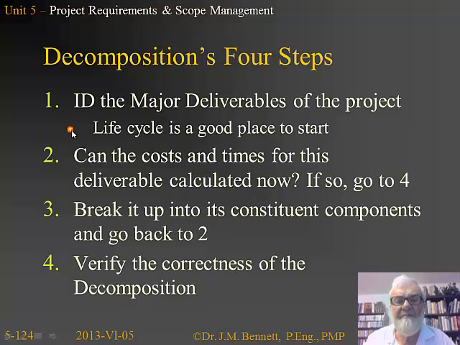So here's what we do. We identify the major deliverables of the project, and the life cycle is a good place to start. It's going to say, these are the major milestones that have to be accomplished. Then, can the times and cost for this deliverable be calculated now? If we can do that, yippee, we hop down to 4. If we can't, then we break that deliverable into its constituent components and subdeliverables and go back to 2. And we keep doing this breakdown until we can reliably estimate the cost and the time. And then at the bottom, when we finally get through this, we verify the correctness of the decomposition through a walkthrough or an inspection.